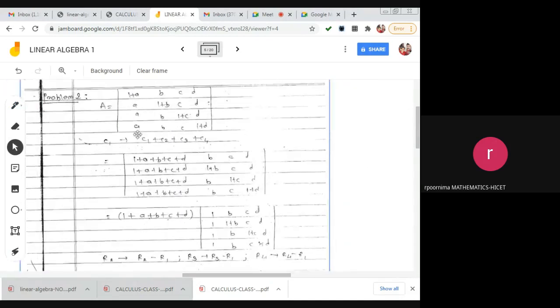Next problem, 4 by 4 matrix. First row 1 plus a, b, c, d. Second row a, 1 plus b, c, d. Then third row a, b, 1 plus c, d. And fourth row a, b, c, 1 plus d.